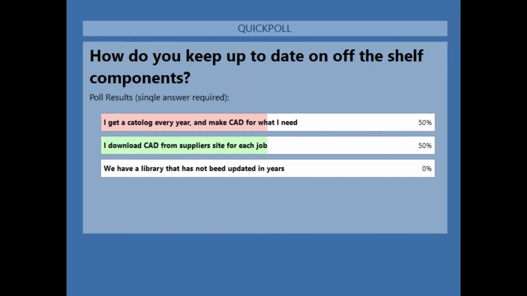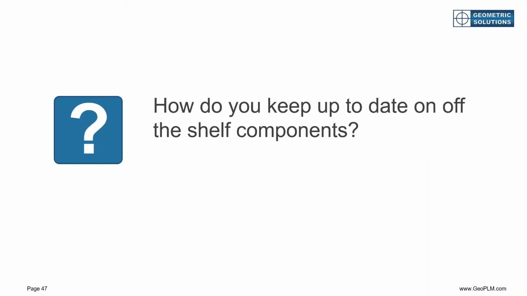And it looks like we have a tie between I get a catalog every year and make CAD for what I need, and I download CAD from supplier site for each job. Yep, that's very common on both of these. In my design and engineering career, I usually find it in the catalog, then I go out to the supplier site to find something. And if they don't have it, sometimes I go to GrabCAD, something like that, and download the file so I can put it into my system. It takes time.